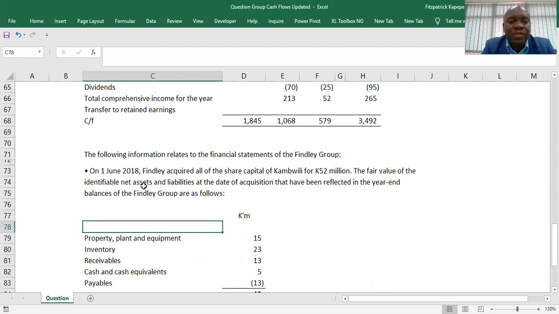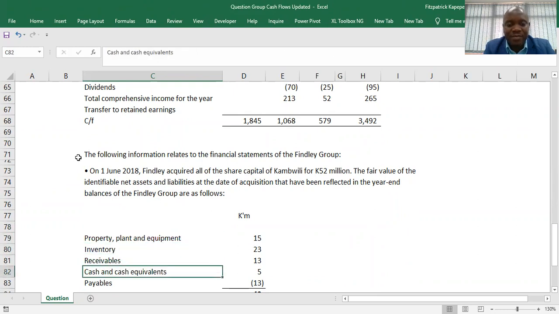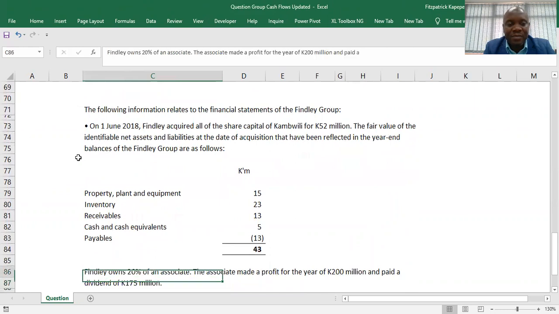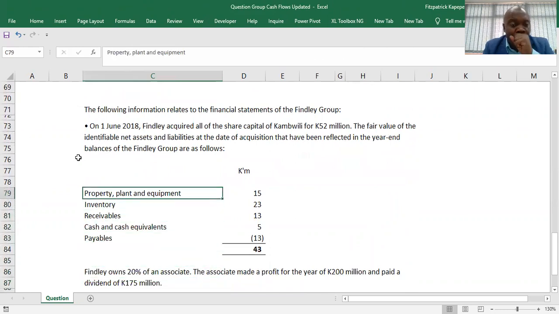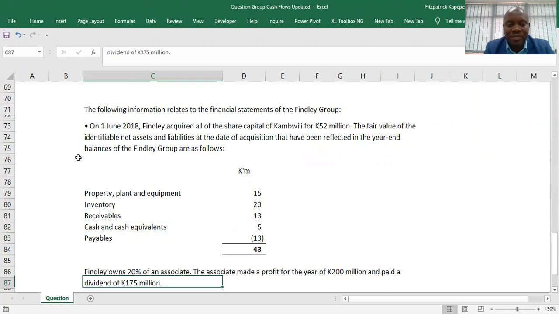On 1st June 2018, Findlay acquired all of the share capital of Kambwili for 52 million kwacha. The fair value of the identifiable net assets and liabilities at the date of acquisition that have been reflected in the year-end balances of the Findlay Group are as follows. So you can see there was an acquisition. Within that, property, inventory, receivables, and cash and payables.